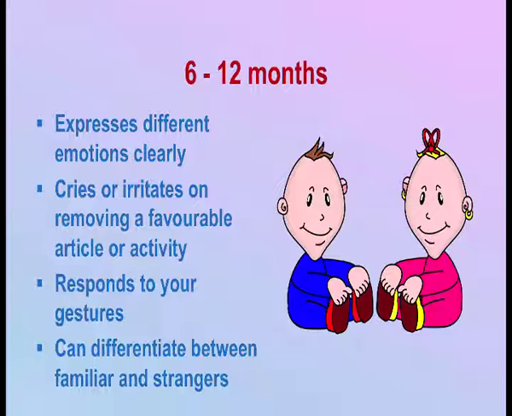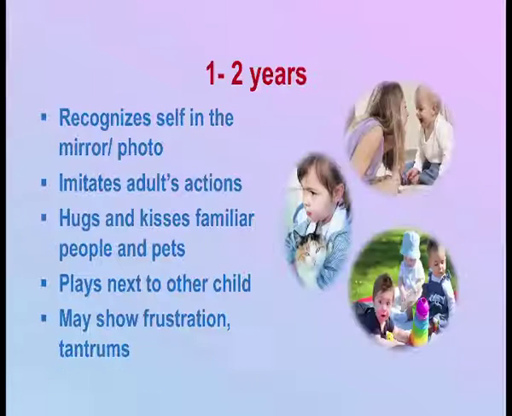Can differentiate between familiar people and strangers. The child is very much attached to his or her parents, so he or she can differentiate between familiar faces and strangers. Now see the development from 1 to 2 years of age. This is a grown-up stage. So the child is able to recognize self in the mirror, in a photo, and imitates adults' actions. So this is really very interesting to know also.